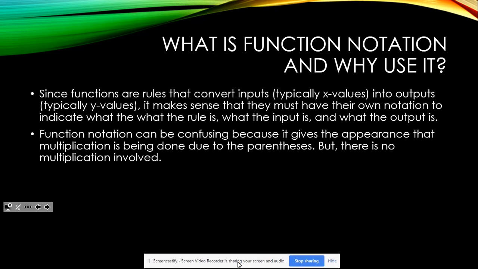Function notation can absolutely be confusing because it gives the appearance that multiplication is being done. The last sentence there is a big time stress. You may want to star that, underline it, do something that sticks out. There is absolutely no multiplication involved when you are doing function notation.